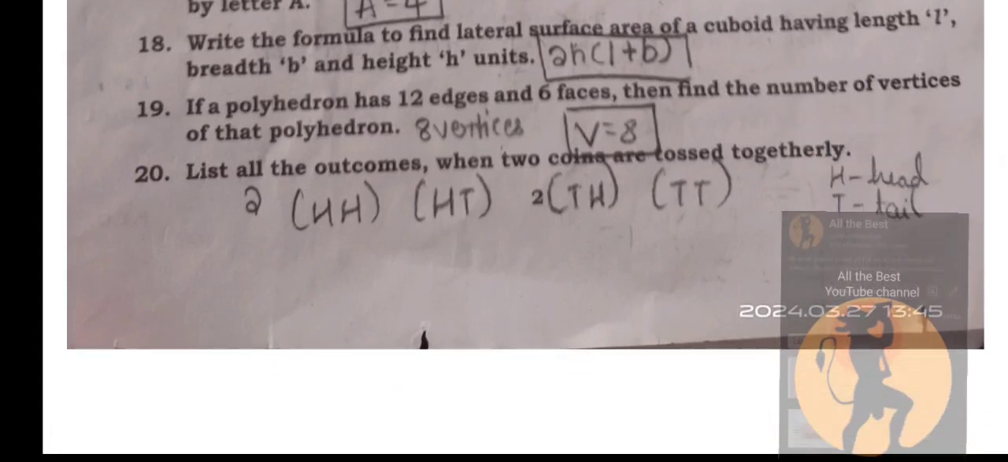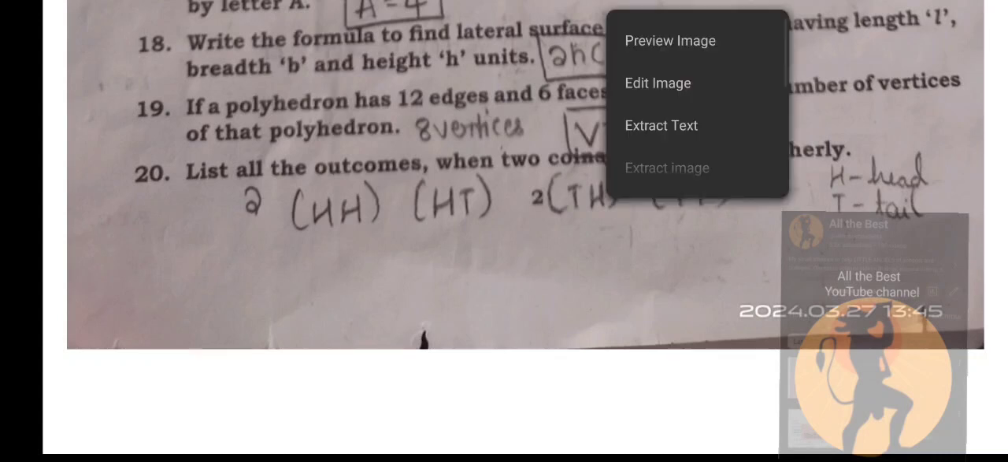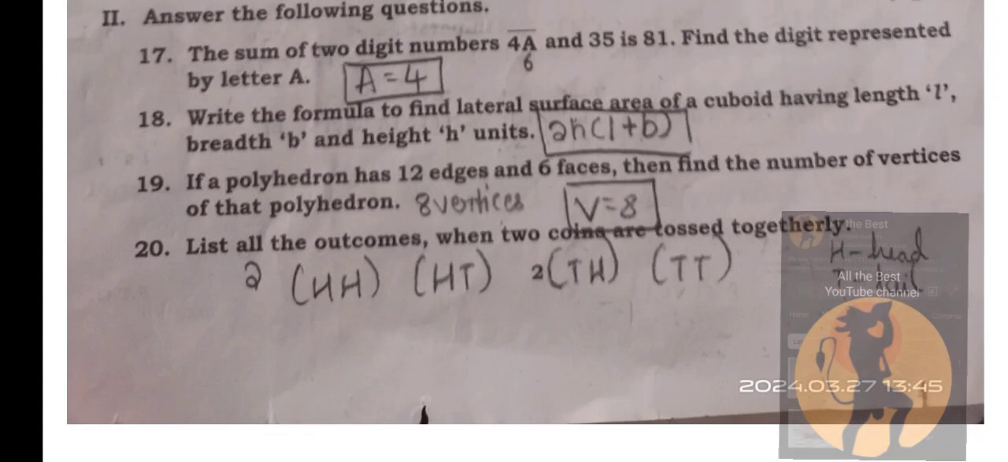If a polyhedron has 12 edges and 6 faces, then find the number of vertices of that polyhedron. The answer is V is equal to 8 vertices. List all the outcomes when two coins are tossed together. See, H means head and T means tail. So the outcomes are HH, HT, TH, TT.